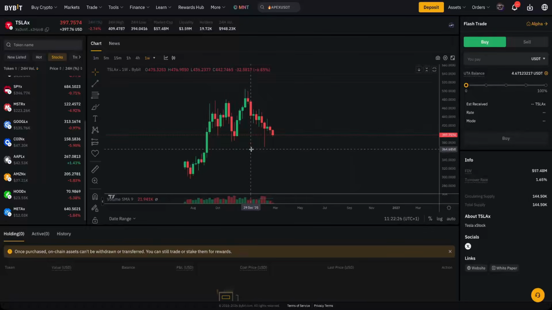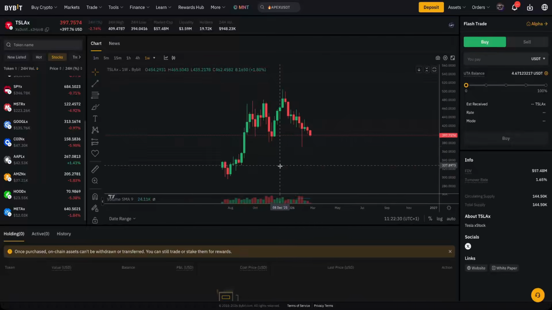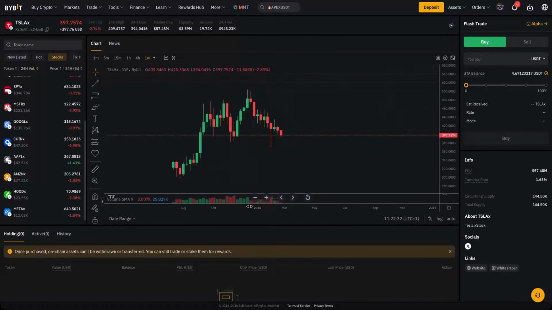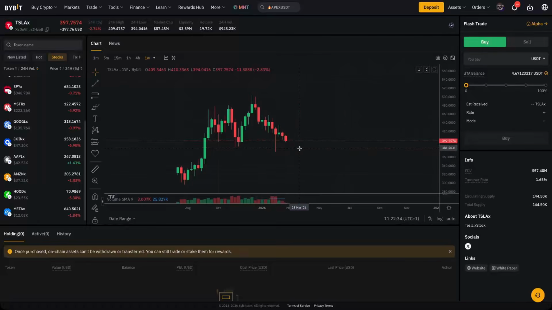Now, because this is new on Bybit, you will not have access to all of the historical price right here. So you can look at this on TradingView, get a bigger picture, and start looking for ways to invest in this. So if you are looking for an opportunity to invest in New York, in the US stocks and all of that, this is the opportunity for you. You can do that on Bybit.